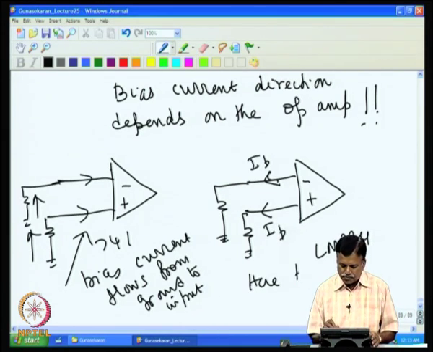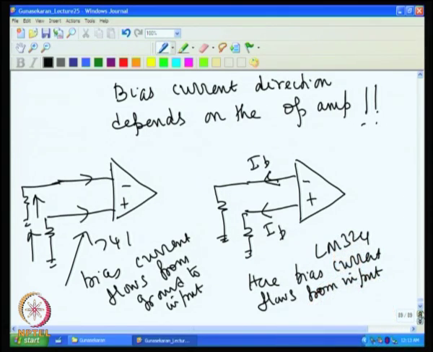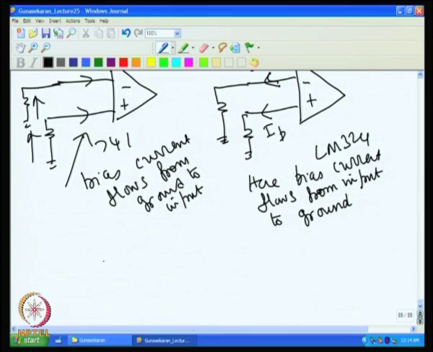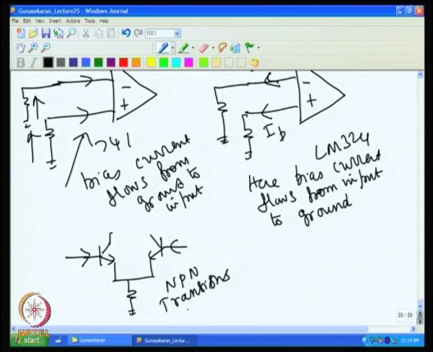Here, the bias current IB flows from input to ground. This is because in the 741, if you look at the input stage, you basically have NPN transistors. So current is flowing in here. NPN transistors, here NPN transistors. So bias current flows in.